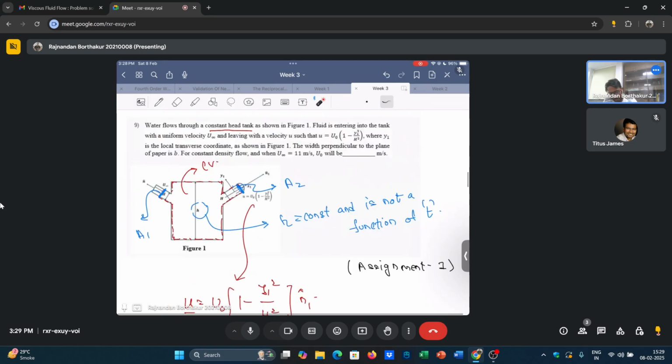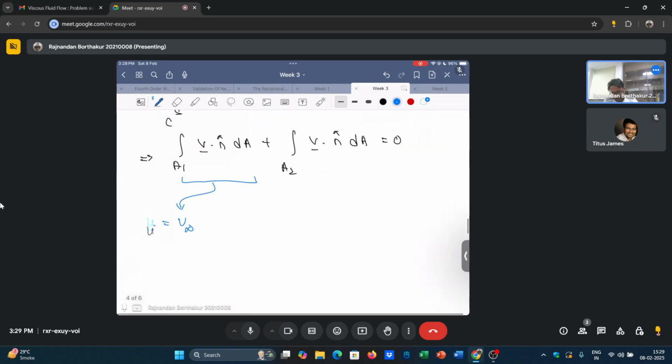The unit normal is n hat in this direction. The local unit normal is basically n hat. So your u is u infinity. So it is actually minus u infinity n hat, because your n hat is in the other direction and your fluid is basically coming inward inside the control volume. So it is actually minus u infinity n hat. Okay, I hope you understand this.